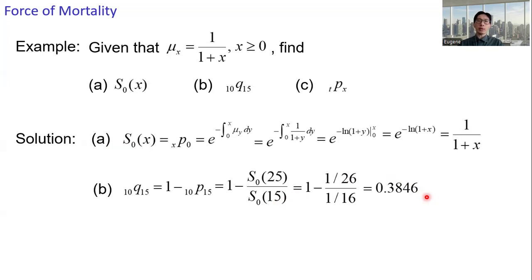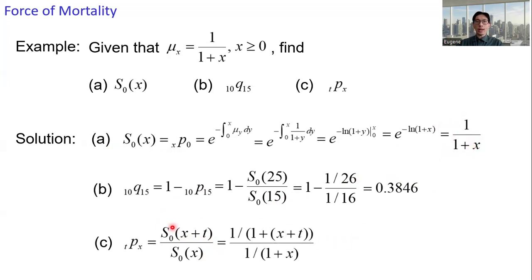And then part C, the expression for tpx. This equals S0 at x plus t over S0 of x. The expression for S0(x) is 1 over 1 plus x. So S0 of x plus t is simply 1 over 1 plus x plus t. Upon simplification, we get an expression for tpx, which is 1 plus x over 1 plus x plus t.